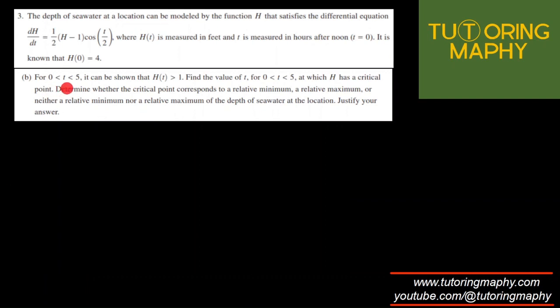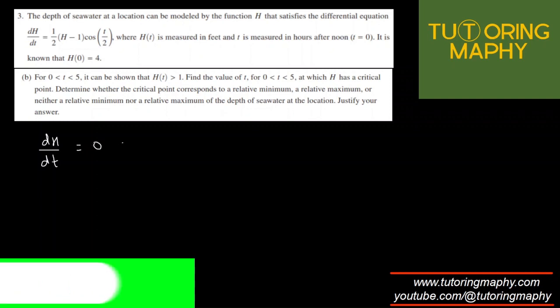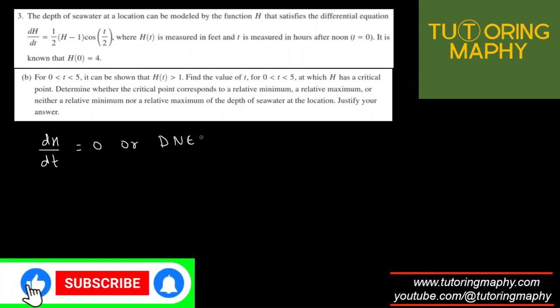This one says that between 0 and 5, it can be shown that h of t is greater than 1. Find the values of t between 0 and 5 at which h has a critical point, and determine whether the critical point corresponds to a relative minimum, maximum, or neither, and justify your answer. We know that a critical point is defined when dh/dt, the derivative of that function, is either 0 or undefined.